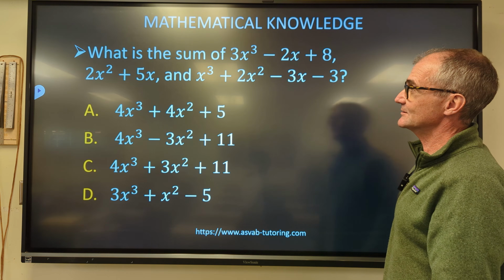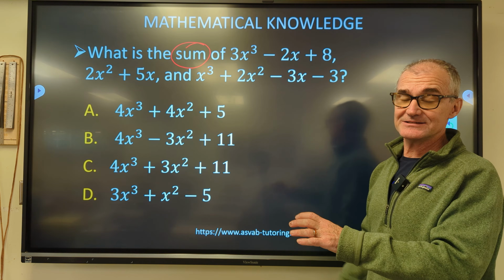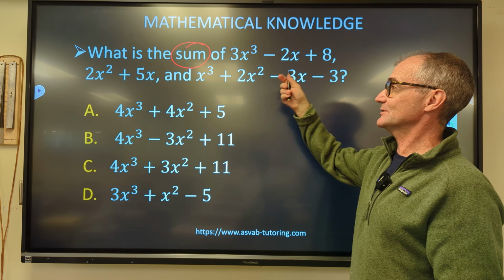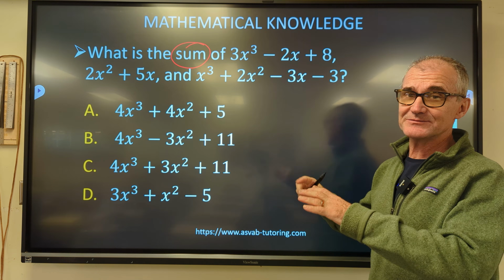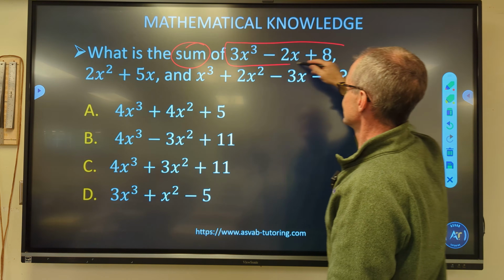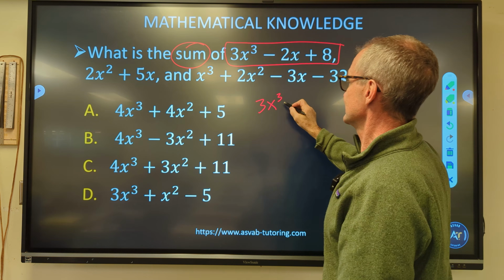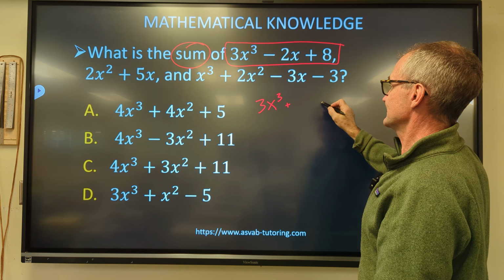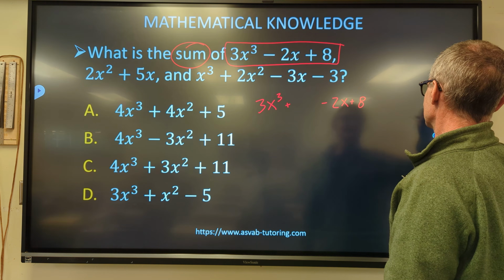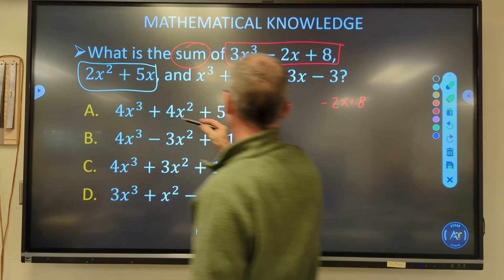This problem right here, what is the sum? That's a key word right there. Sum means to add. So this is not going to be a FOIL, even though I have x squareds and all those terms. I'm adding them together. So I just need to line them up. So the first term is this right here, 3x to the third, nothing x squared, minus 2x plus 8. My second term after that is this right here. I want to line up my x squareds.